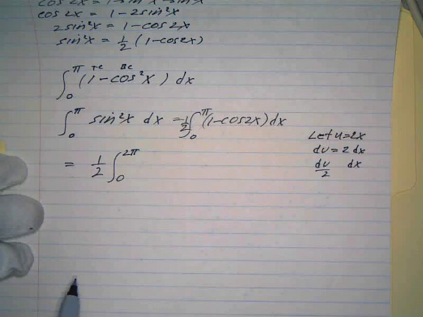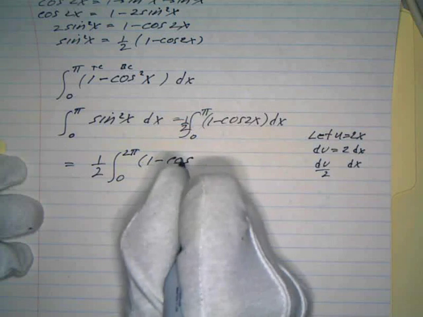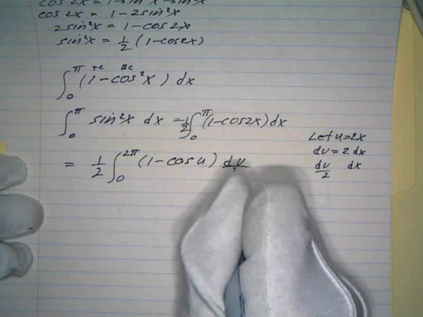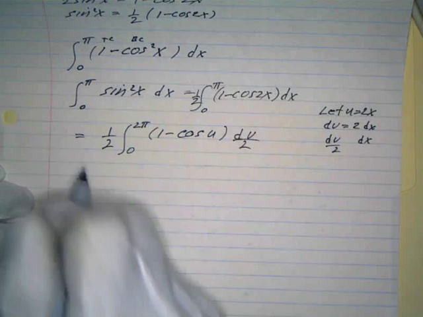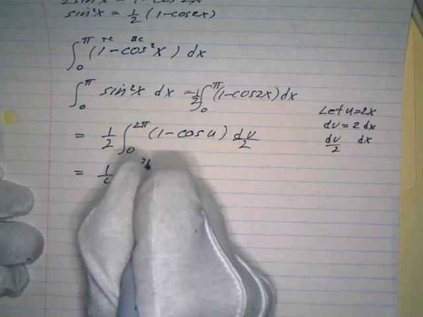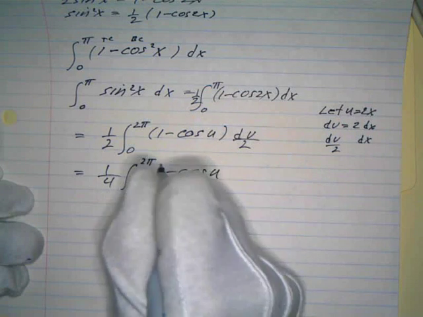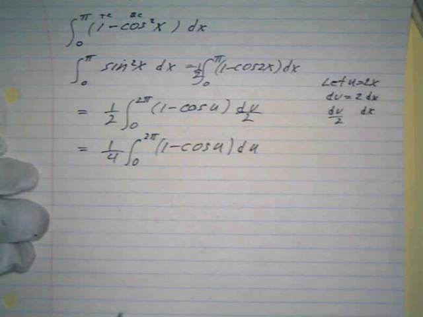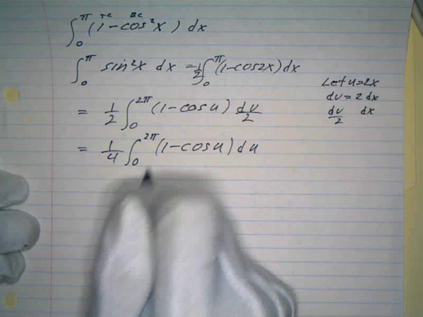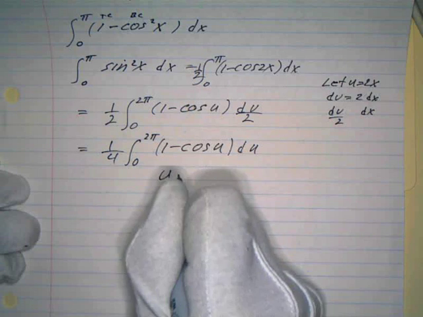If I keep it in u, then I've got this integral of 1 minus the cosine of u, that's going to be the du over 2, and I can bring that out, so I'll end up with 1/4 integral from 0 to 2 pi of this 1 minus the cosine of u du. Alright, so that's not too bad. Then I can integrate this. This is just going to end up being u, and the antiderivative of the cosine is the sine.